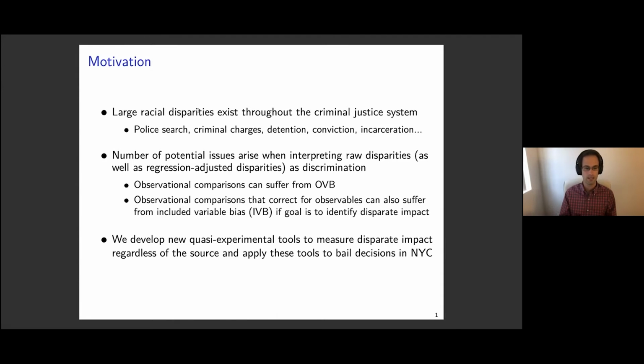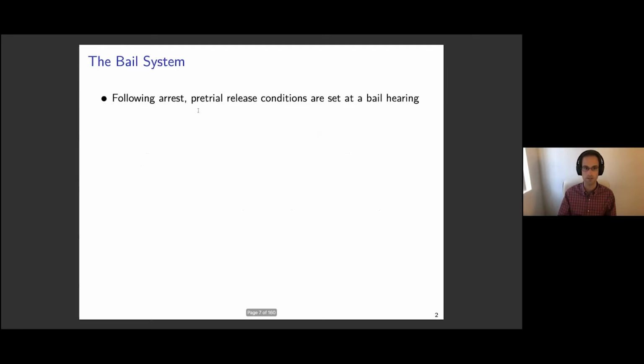So then in this paper, we're going to develop some new quasi-experimental tools in order to measure disparate impact, regardless of the source of that disparate impact. We're going to apply these tools to bail decisions in New York City. So before I get into the specifics of what we mean by disparate impact in this paper, I'm going to give you a broad overview of the bail system in order to guide what we're going to determine is discrimination in this setting.